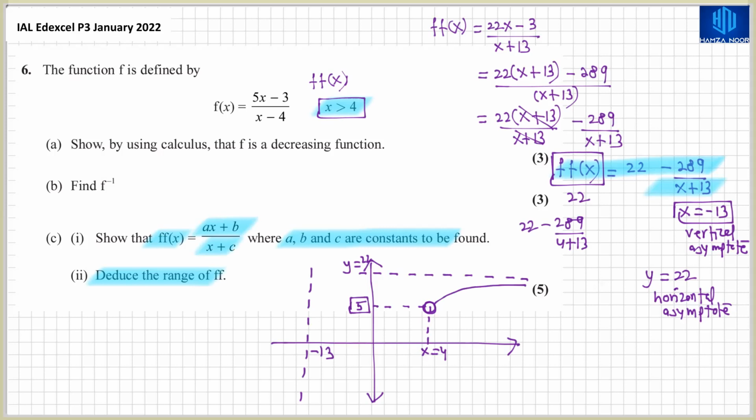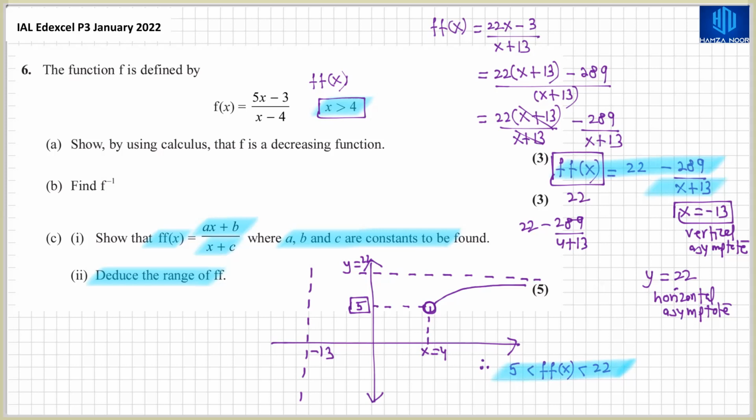So therefore, we are going to say that the range of the composed function f of f(x) will be greater than 5, less than 22. Since y equals 22 is a horizontal asymptote, the function cannot intersect this horizontal asymptote. So the function has to be less than 22 at any cost. So our answer to part C, part 2 is that the range of the composed function f of f(x) is greater than 5, less than 22.